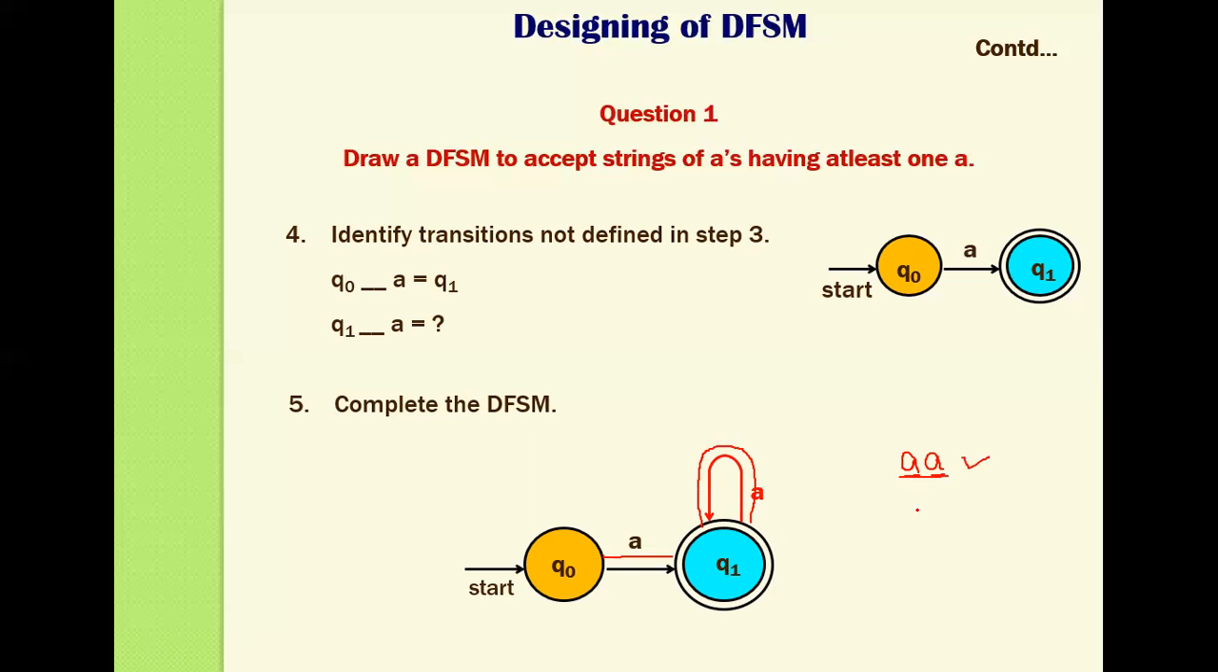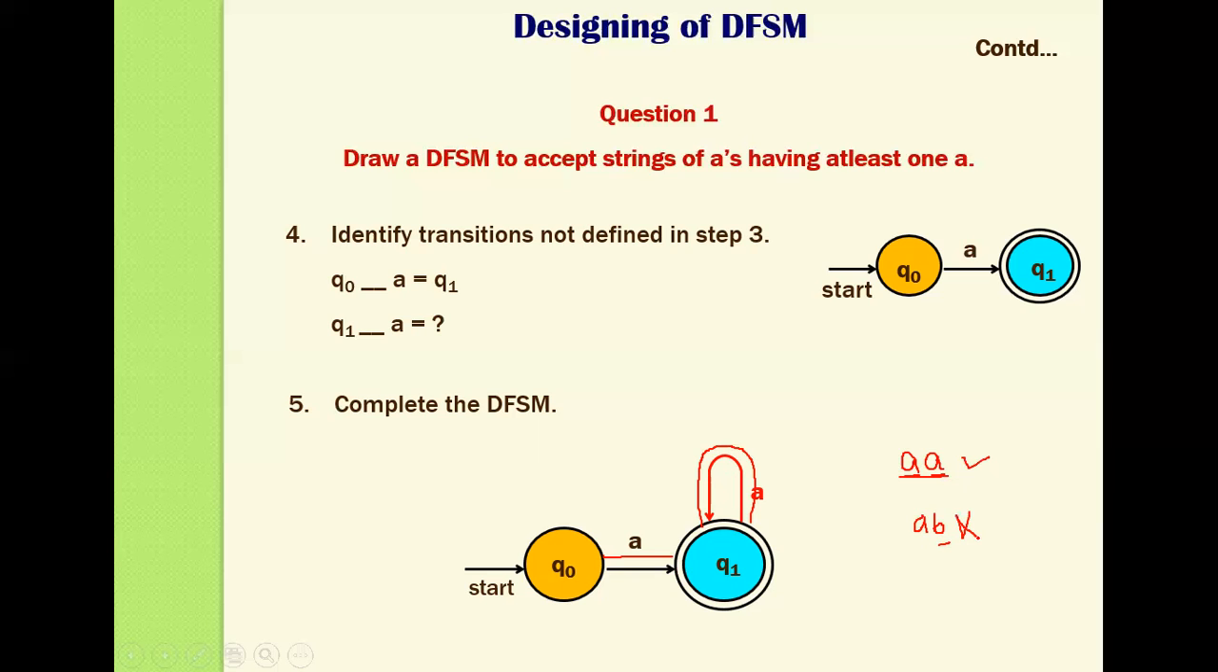Now let's come to one more example. Let me give A, B. It reads A, fine, and it has reached the final state. But what about B? Do you have any B here? There is no B at all here. So what happens is it is rejected. The string is rejected here. So this is how we complete the DFSM.